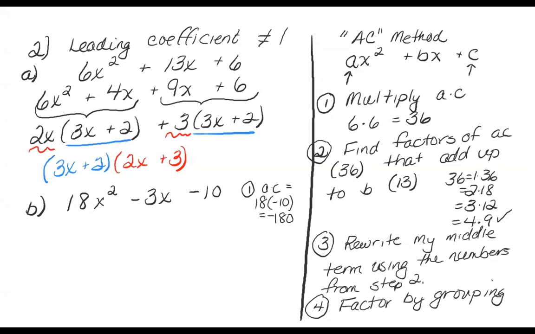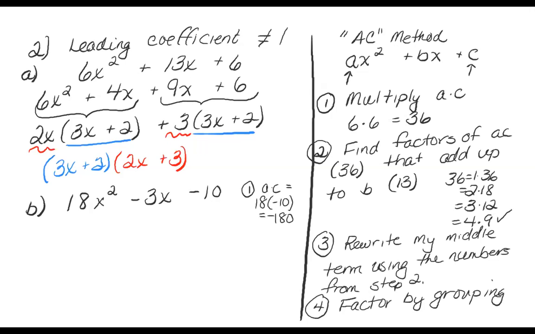Okay, who thinks they found a pair of numbers that multiply together to give me negative 180 and add up to negative 3? Did anybody find a pair? I'm going to have a positive number and a negative number. I know that much. Because if their product will be negative, I have to have one of each sign. Let's see if we can do this.